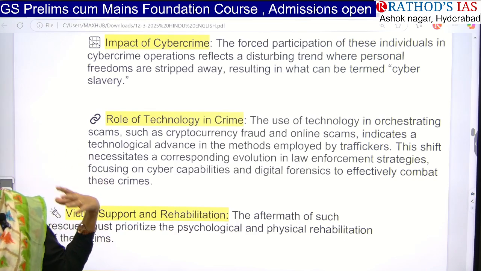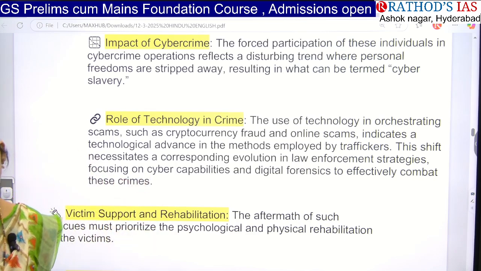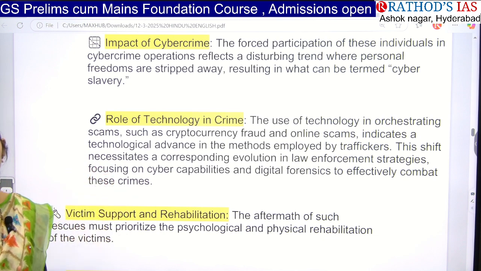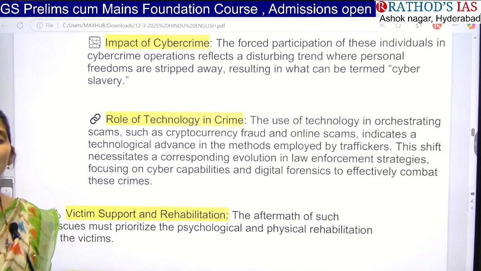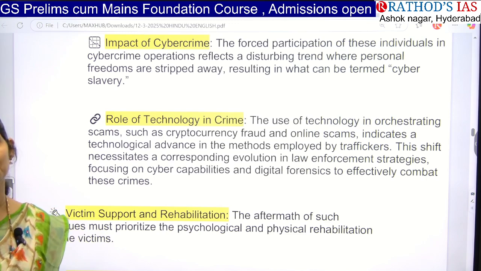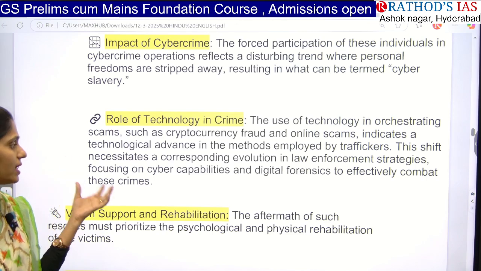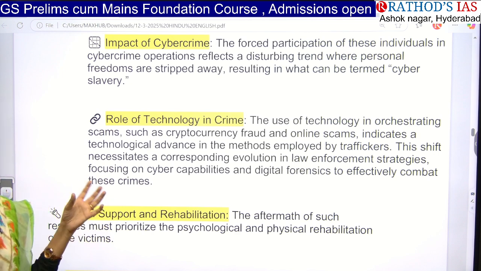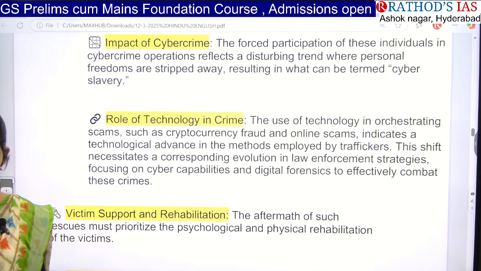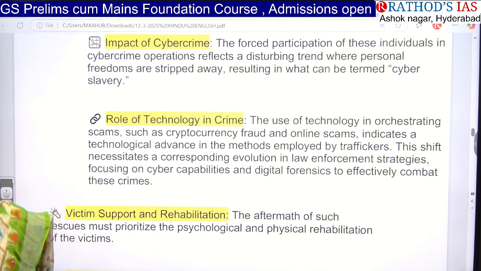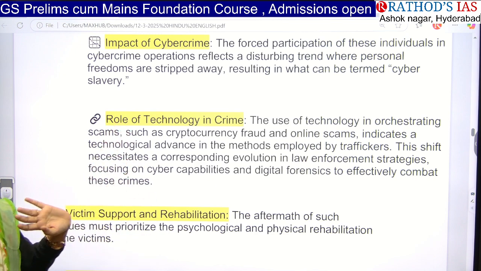Because of this, the number of traffickers is increasing, and that will lead to a problem for the government. And even for law enforcement agencies, it is becoming very difficult to understand this technology, everything. So we have to make new laws that should deal with cases regarding new technology. So all these are interconnected things.